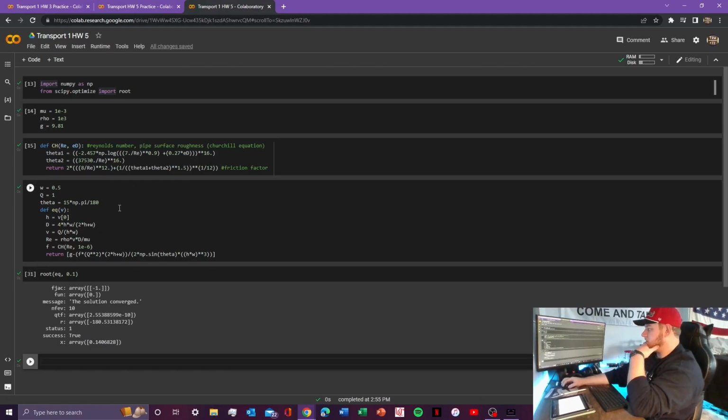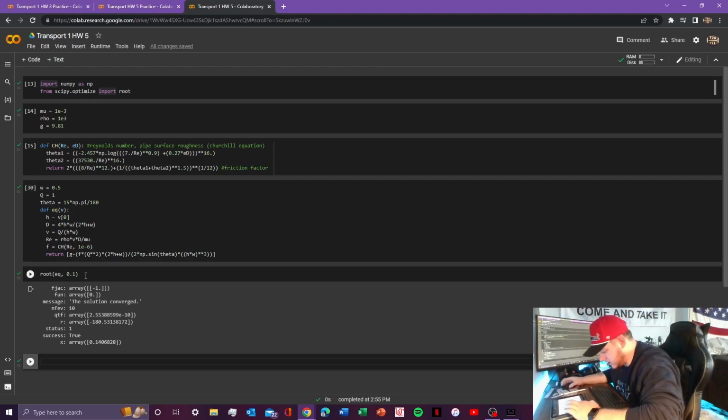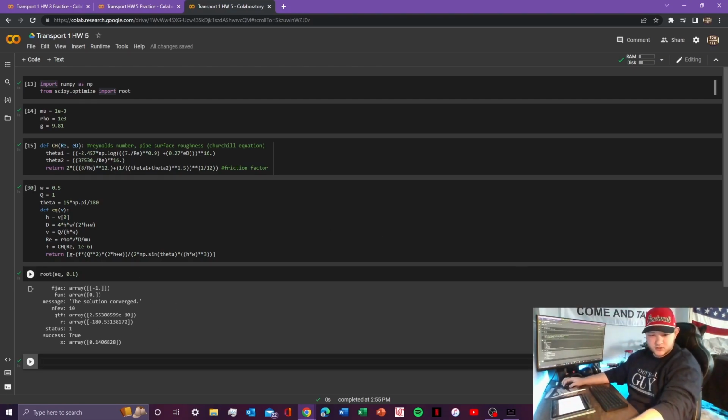So there it is. We used the Churchill equation to solve for our friction factor, and then we used our equation to find the height of the water at the end of the aqueduct when the aqueduct is inclined to 15 degrees. So that is what we just solved. Thank you very much, and I'll see you in part 2 of this homework.